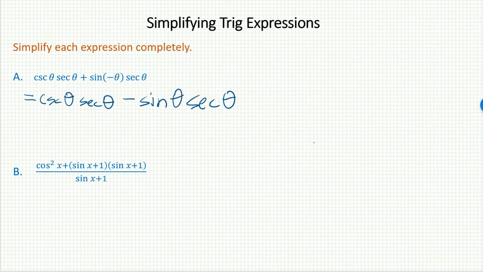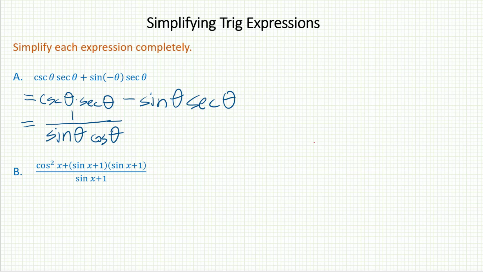I'm looking for ideas of what to do next. One thing often worth trying is switching everybody over to sine and cosine. So let's do that and see if that helps us. Of course, here cosecant is 1 over sine and secant is 1 over cosine. I don't really want to write that as two separate pieces, though. I think that's complicated. I want to write it as one single fraction, 1 over sine theta cosine theta.